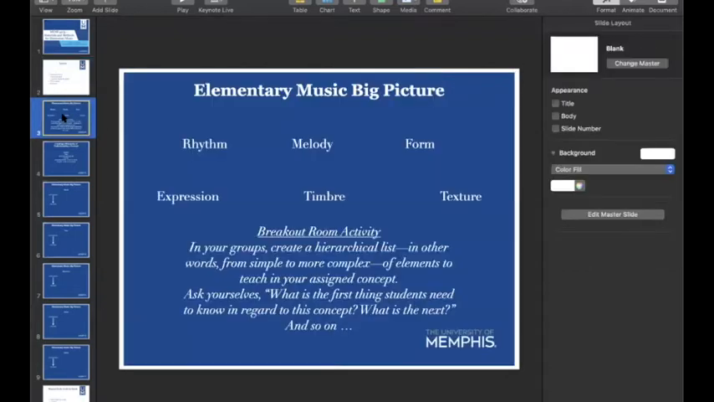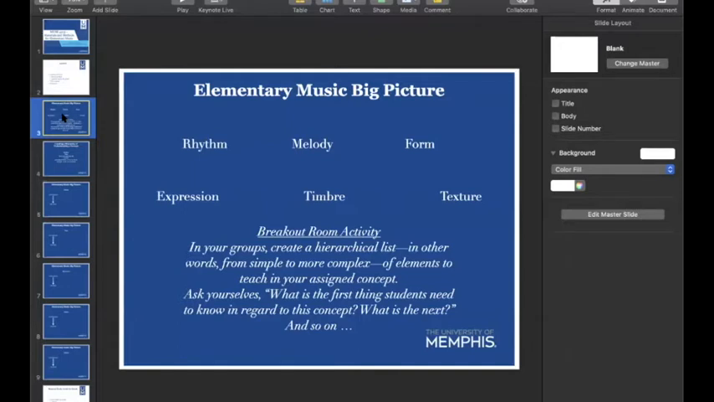Last time we were talking about the big picture. Overall, the six big concepts we look at are rhythm, melody, form, expression, timbre, and texture. And I intended to have a breakout room, and now we can. So we're going to have a breakout room in just a moment.